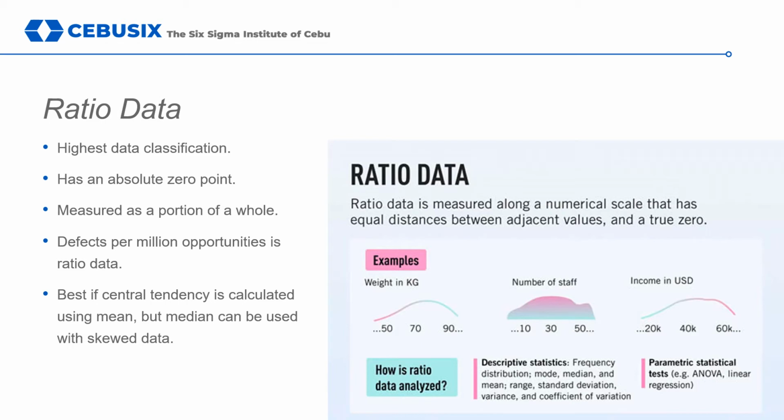In Six Sigma, we love to use ratio data because it is the most accurate and easiest form of data to work with, and it allows us to conduct analysis and hypothesis testing without having to convert the values to any other form.